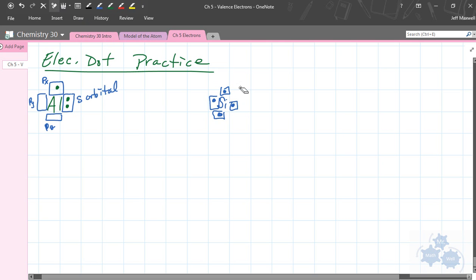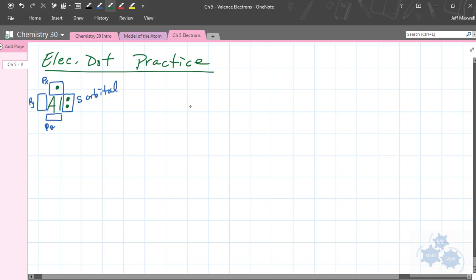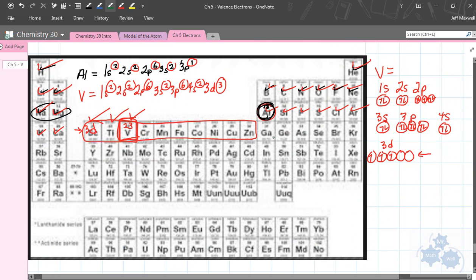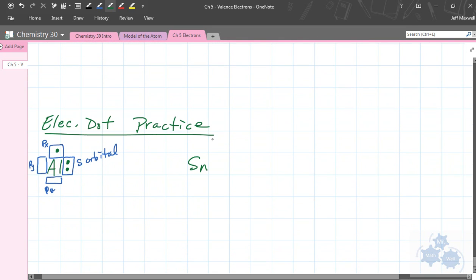So let's just go back and take a look at something like gallium. No, let's not do gallium. Let's do tin. Okay, tin, Sn. Look back to our periodic table. Tin is right here. So we have 1, 2 in the s orbital, and then 1, 2 in the p orbitals. So those are your valence electrons. There should be 4. So tin is a lot like the silicon one we just did. So 1, 2, 3, 4. And that's how you do tin there.